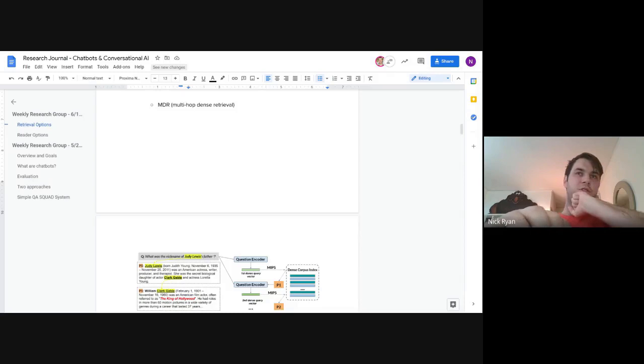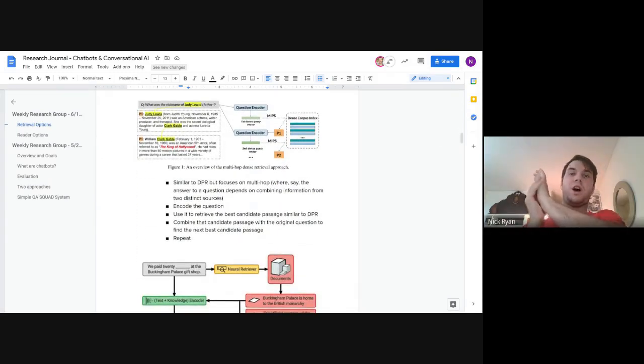MDR is multi-hop dense retrieval. And multi-hop is a good term to know for question answering. It refers to the case where the answer to a question depends on combining information from 2 distinct sources. So this can be a real problem, and in some question answering tasks, this is the problem. Instead of asking you about, in this diagram, Judy Lewis's birthday, which can just be retrieved from one passage, we ask the question, what was the nickname of Judy Lewis's father? There's no single passage that we can answer that question with. You need to combine information from 2 different sources, and this is referred to as multi-hop. So this is a retriever designed to facilitate that.